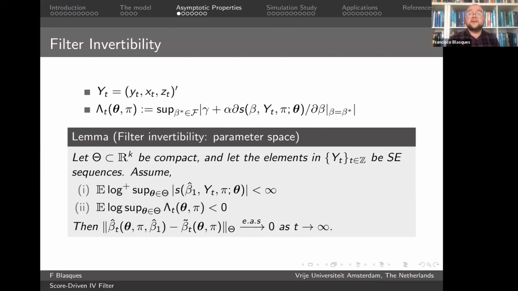One of the things one has to make sure holds is filter invertibility. Filter invertibility is a condition, or the contraction condition that ensures filter invertibility, essentially a condition that ensures that the initialization of the filter is forgotten. So we don't know beta_t, right? Beta_t is a time varying parameter. We don't know what it is.